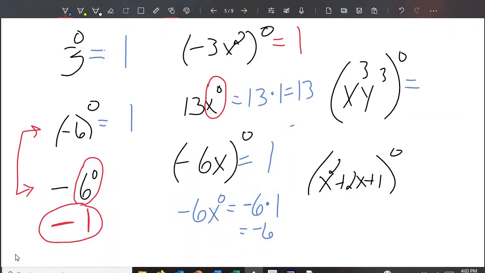This one, everything's in the parentheses, there's a 0 on the outside, it's automatically equal to 1. There's no x's, there's no y's, there's none of that stuff. It is what it is. Same thing down here. All of this is inside of parentheses with a 0 exponent. So regardless of what's in the parentheses, because that 0 is there, we just replace everything with a 1. 0 can be a little tricky. You gotta be careful.